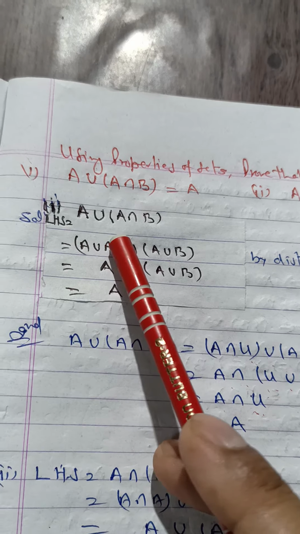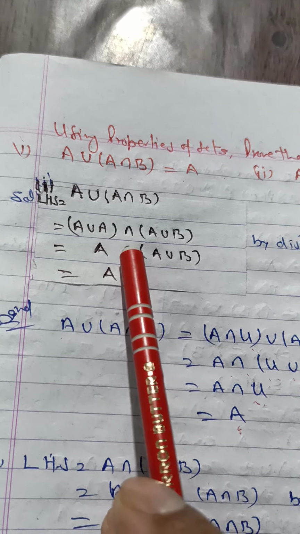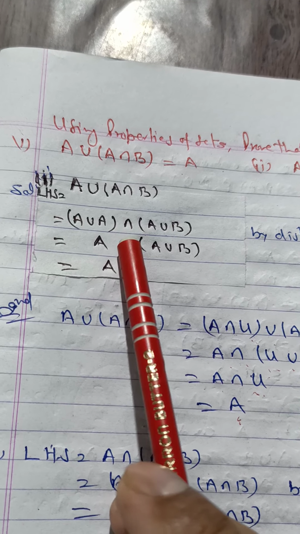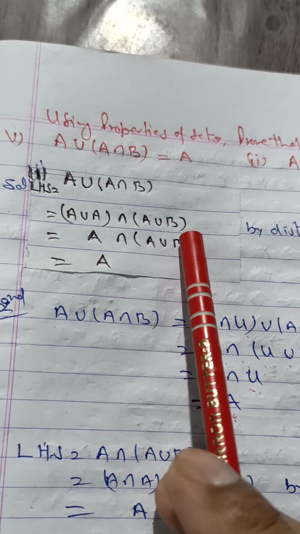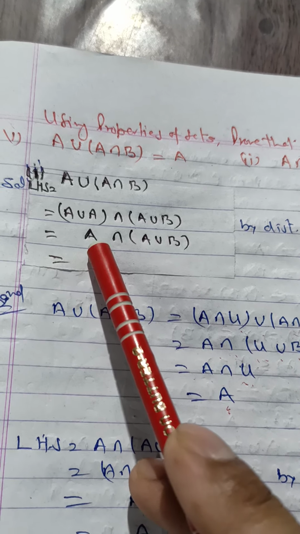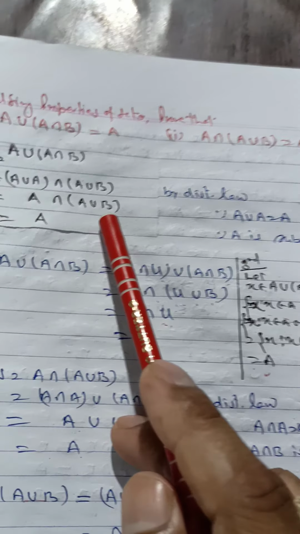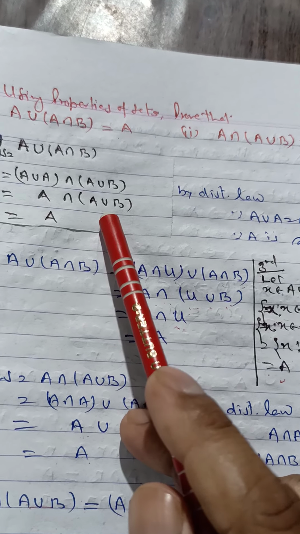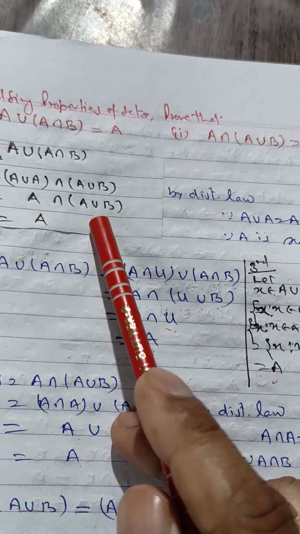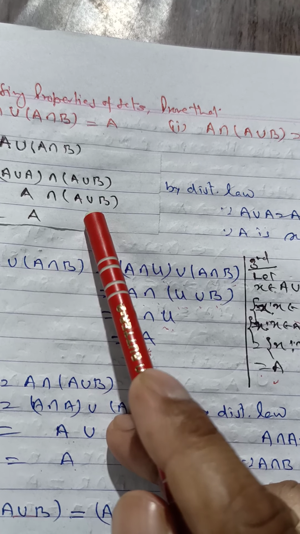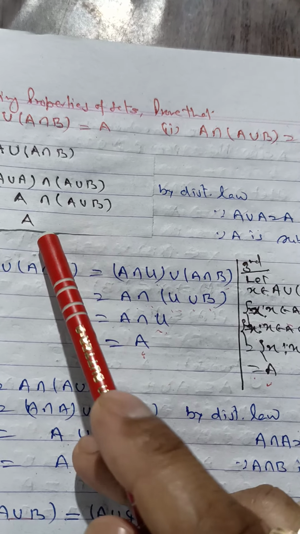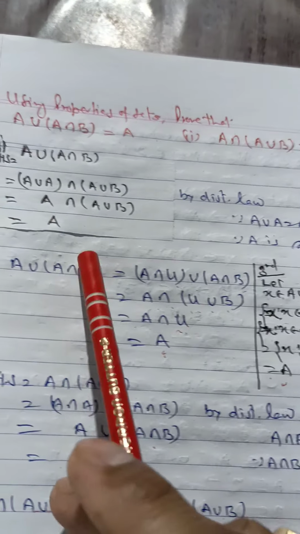taking left hand side A union (A intersection B), apply the distributive law, we get (A union A) intersection (A union B). A union A is equal to A, intersection (A union B). Since A is a subset of A union B, therefore A intersection (A union B) is equal to A.